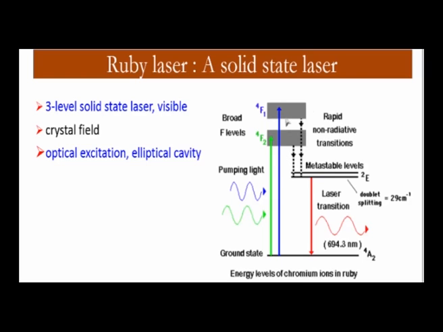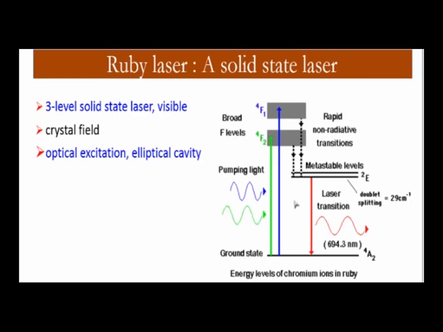Now there are 2 levels. You could consider any one of them. Both of them can work. If you use this particular excitation, it will go here, and this system will work. If you use this pump, the other one will work. So you can get different wavelengths out of it. This is the optical excitation of this.